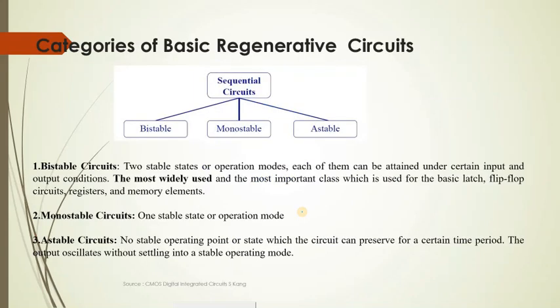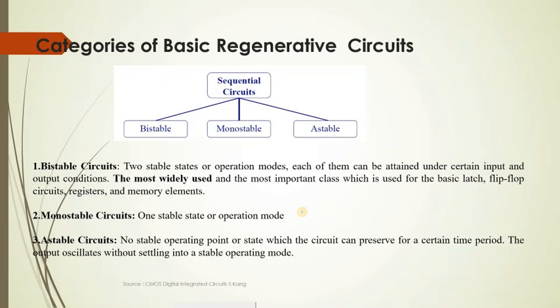Now your sequential circuits can be categorized into three different categories. Your bistable circuits, your monostable circuits, and your astable circuits. So when we use the term bistable, that means your system is having two stable states. So it may be a latch, it may be a flip-flop, it may be circuits or some memory element. And when we use the term monostable, it means one stable state is there while it is operating.